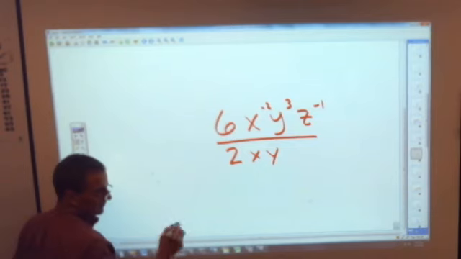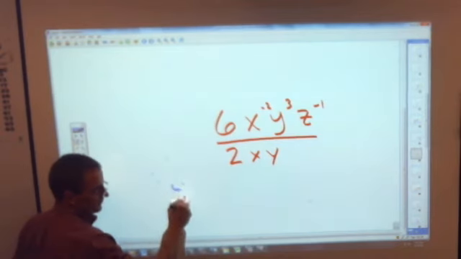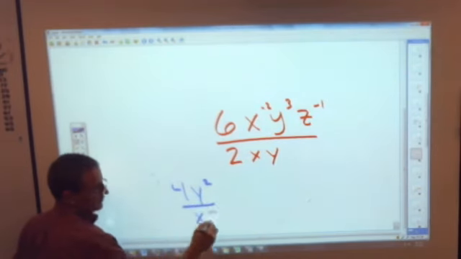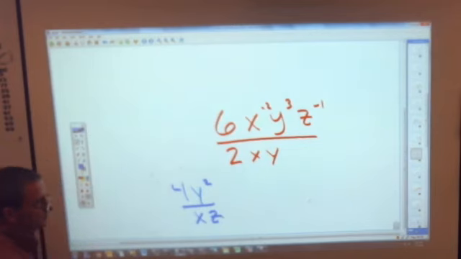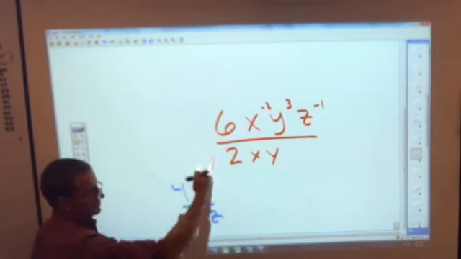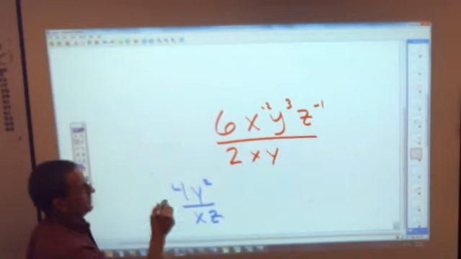So on the top I have 4 and then y squared, and then under is x to the first and z to the first. Right, we don't have to put the ones up there. I think you're mighty close, except for one small detail there. Actually, more in the number end of things, Danny. 2 goes into 6 3 times. This is 6 divided by 2. You're not subtracting. This is a 3.